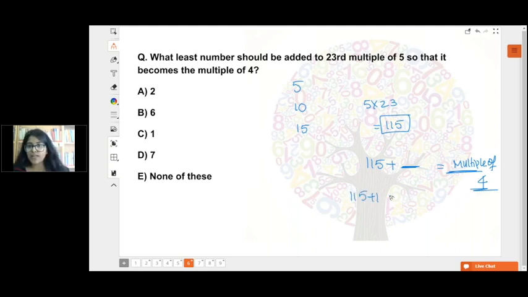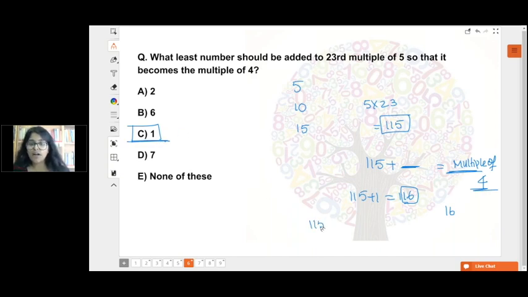So if you add 1 here, it will be 116. Now you clearly see that it is a multiple of 4. How? It is divisible by 4. You see the last 2 digits, as we have discussed already, 16. 16 is divisible by 4. So therefore, 116 is divisible by 4. That means it is a multiple of 4. That's how you identify. But you can check by adding 2 also. That will give you 117. Now it's clearly not divisible by 4 because 17, the last 2 digits, is not divisible. So that's why 1 is the correct answer.